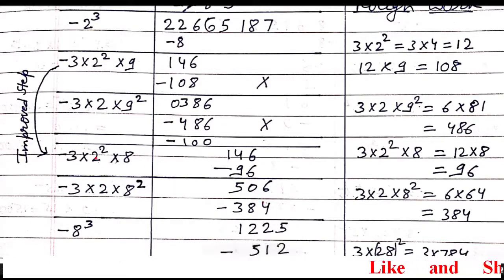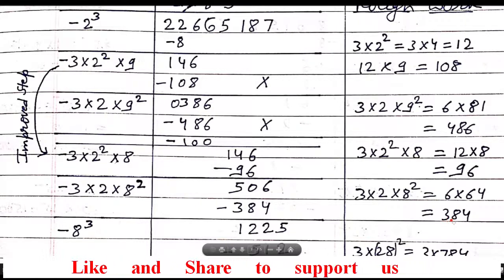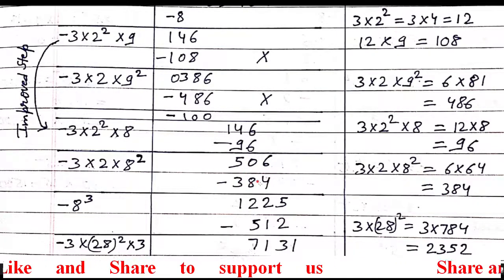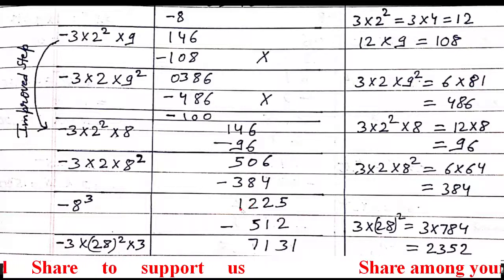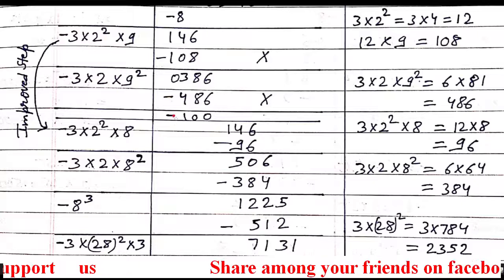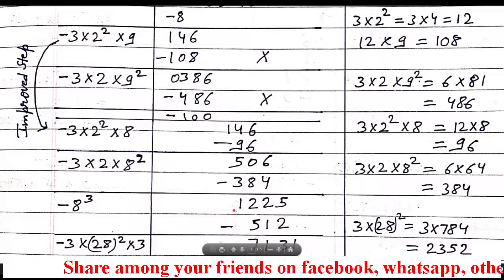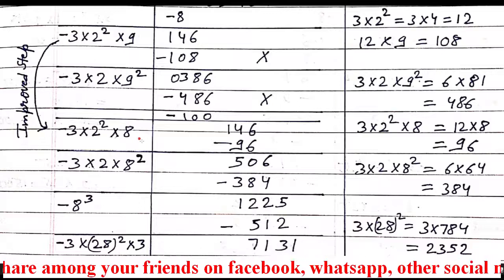Now on this side, I already mentioned you have to reduce the power and you have to increase the power. Now 3 into 2 into 8 square, just see, 3 into 2 into 8 square will obtain 384. So write here 384, subtract it. So here we got a positive answer. Same here, we had done, but we obtained a negative answer. That's why we reduced here. But here we obtained a positive answer, which means you do not have to reduce it.